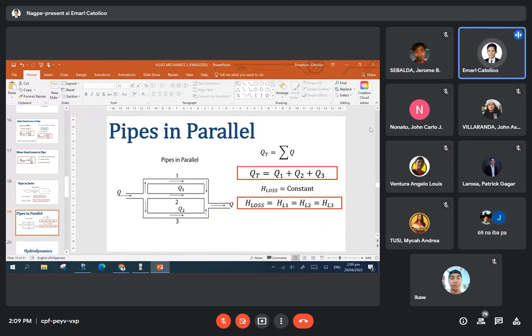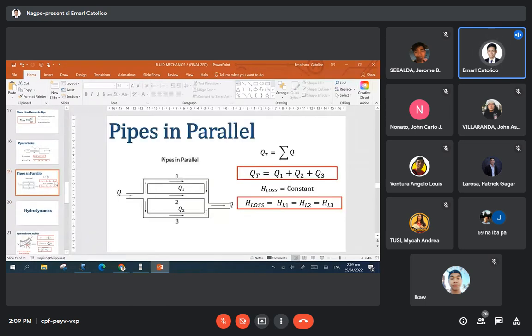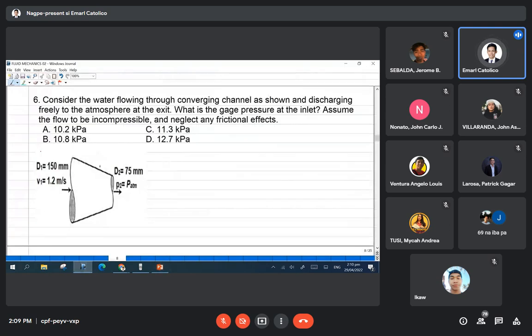Pag nakaparallel naman, so baliktad, ano? Parang sa ano lang to, no? Sa basic electrical. So kapag parallel, ang iyong volume flow rate ay summation. So Q1 plus Q2 plus Q3, where yung ating head loss naman ay constant. So head loss is HL1 equals head loss 2 equals head loss 3. So try natin gamitin sa number 6.